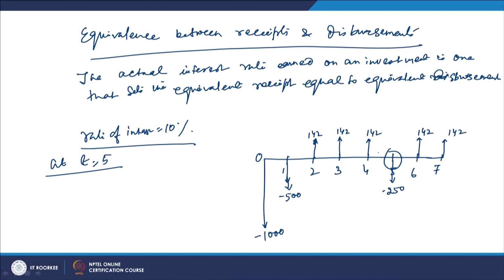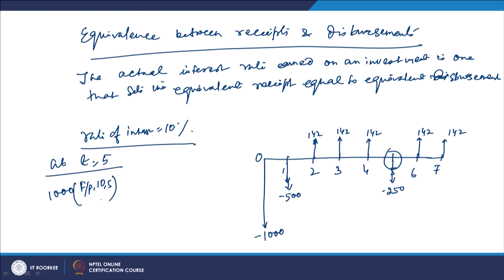Now let us say that we try to find the equivalent value of all the receipts and the equivalent value of all the disbursements at, suppose, t equal to 5. At t equal to 5, at this point, we try to find the net equivalent value of the receipt and disbursement. Now for this 1000 rupees, its value will be the future value at 5 time periods away. So it will be multiplied with F by P 10 5. So this will be 1000 multiplied by F by P 10 5. 10% is the rate of interest.